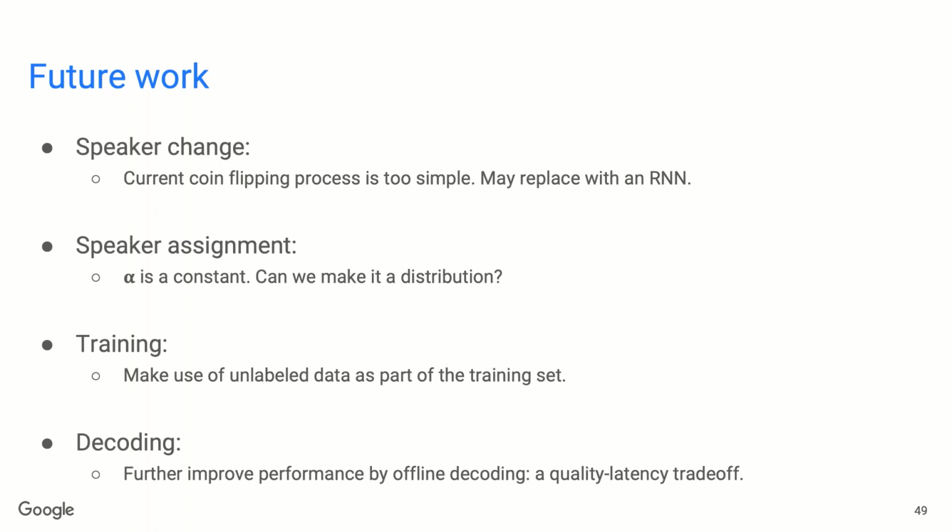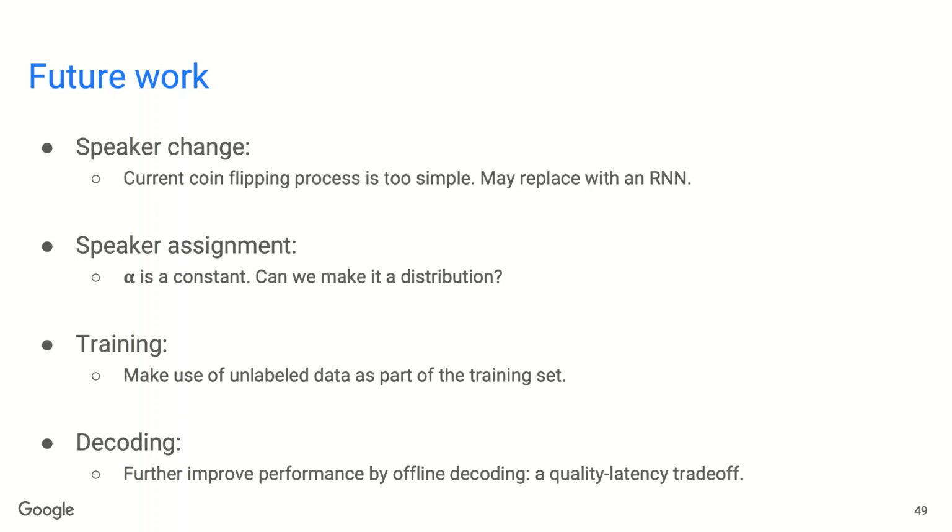Several directions for future work. First, our current speaker change model is super simple. It's just a coin flipping process. We may want to replace it with an RNN to see how much we can improve. For speaker assignment, the value alpha in Chinese restaurant process is a constant. We may want to make it also a distribution to add some complexity.